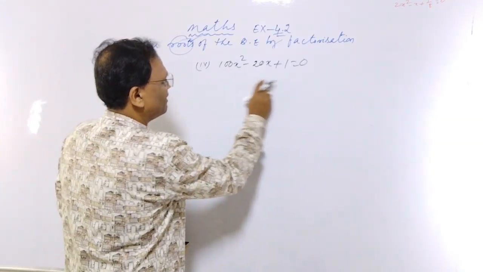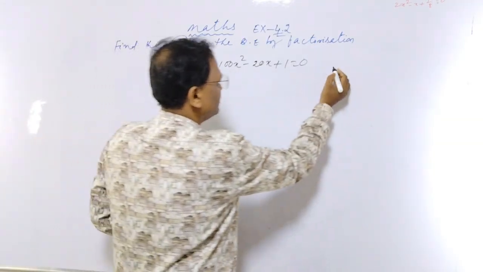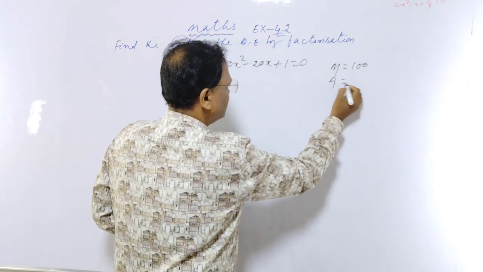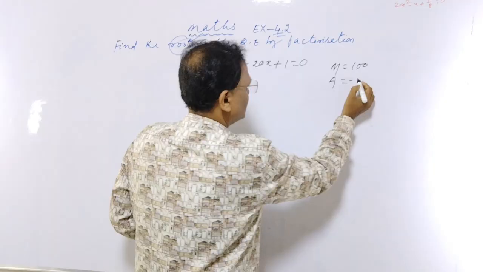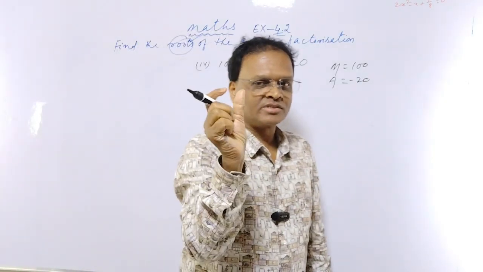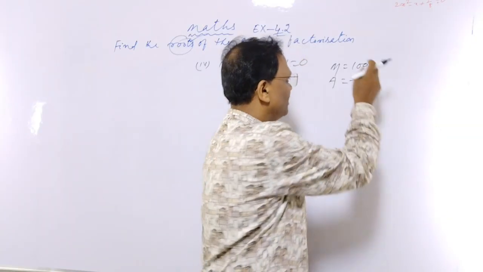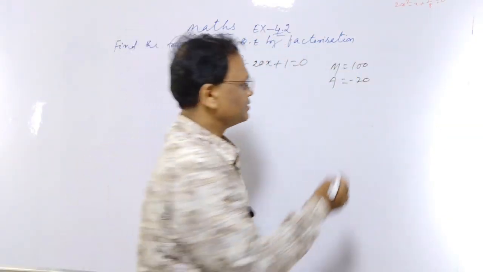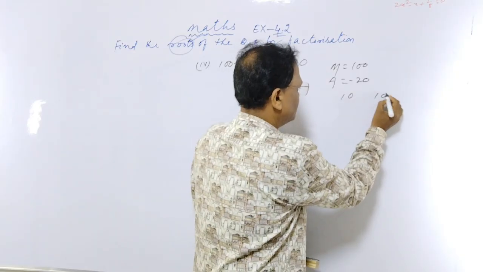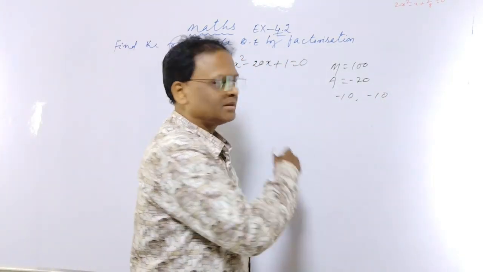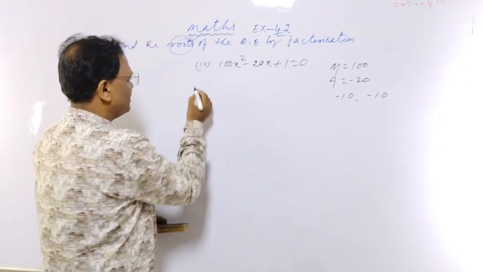Again do the same thing. 100 into 1. My multiplication is nothing but 100 and my addition is nothing but minus 20. Think of exactly the same thing: two numbers, multiplication 100, addition minus 20. What are the two numbers? Minus 10 into minus 10 is your 100, minus 10 plus minus 10 is minus 20.